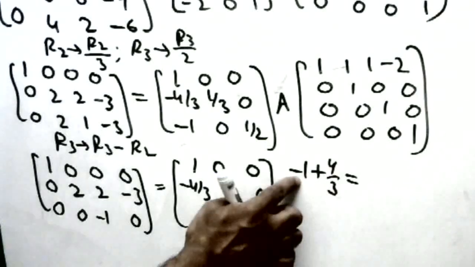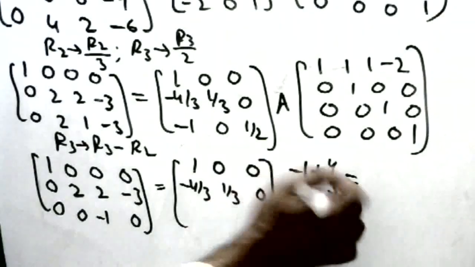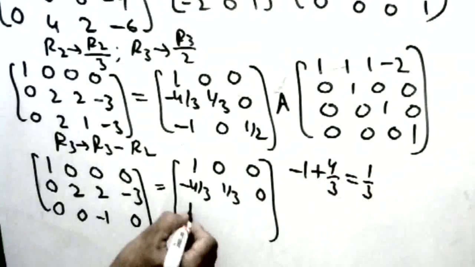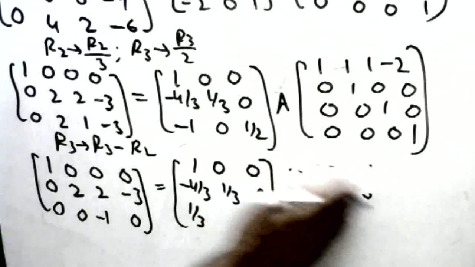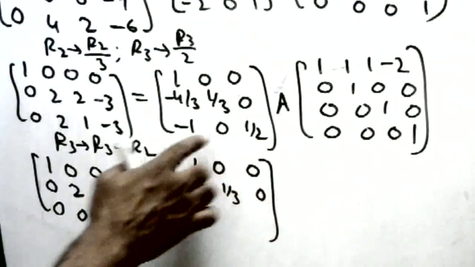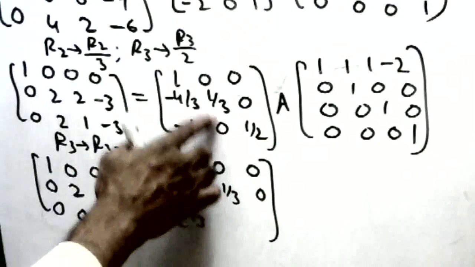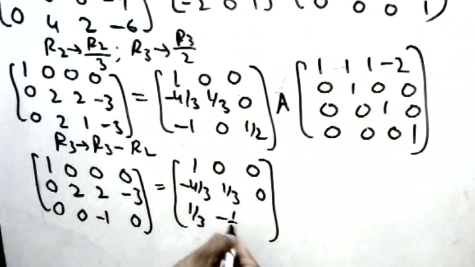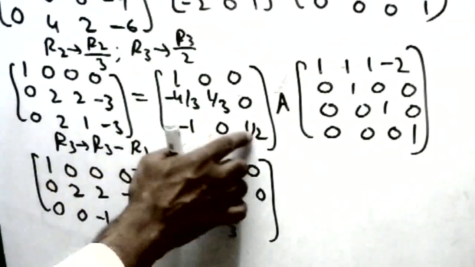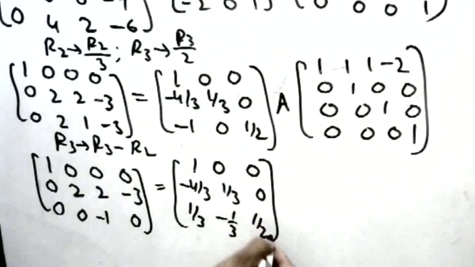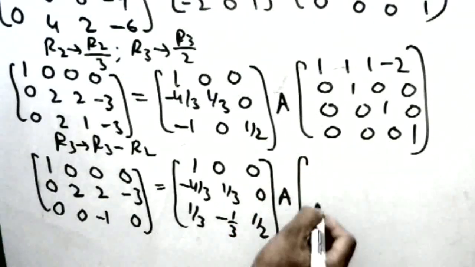Minus 1 is plus 4 by 3. So if you take LCM, 3 into 1 is 3. Minus 3 plus 4 will be 1 by 3. So you get 1 by 3 here. In the next step you see here, this also R3 minus R2, 0 minus 1 by 3 will be minus 1 by 3. R3 minus R2, 1 by 2 minus 0 will be 1 by 2.